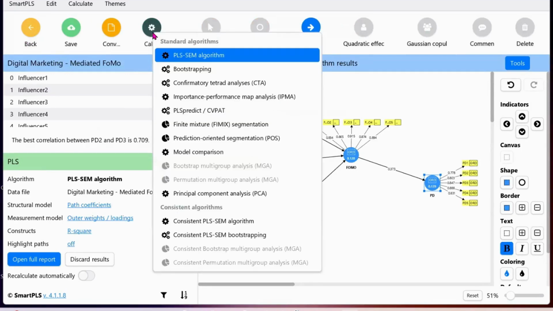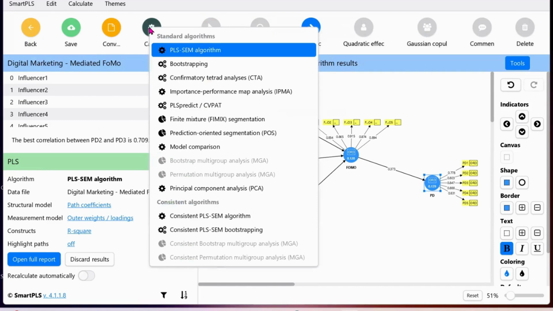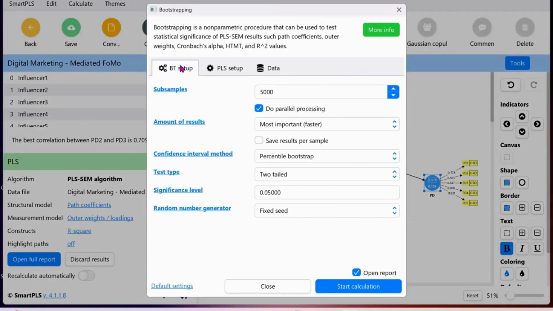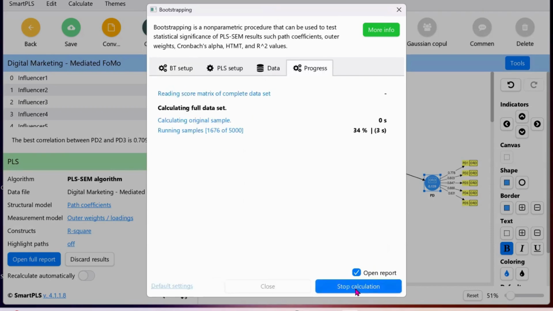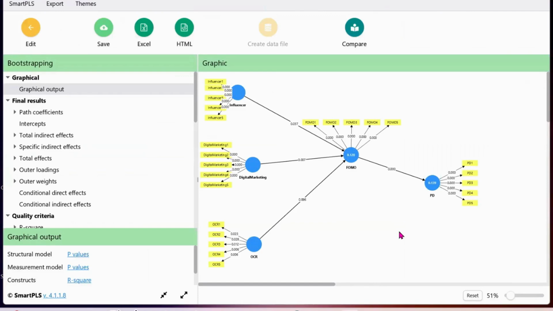Next, I need to test the hypotheses. I click calculate, then I select bootstrapping. I set the number of subsamples to 5,000. Finally, I click start calculation. The bootstrapping process has been completed successfully.